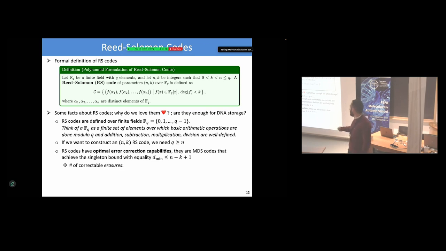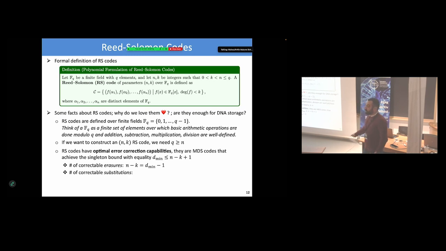If I have an (n, k) Reed-Solomon code, how many erasures can I correct? We talked about this a few minutes ago. Based on the intuition that I only need k evaluations of the polynomial, if I have n, I can afford to lose how much? n minus k. So I can correct n minus k erasures, which is equal to d min minus 1 in this case.